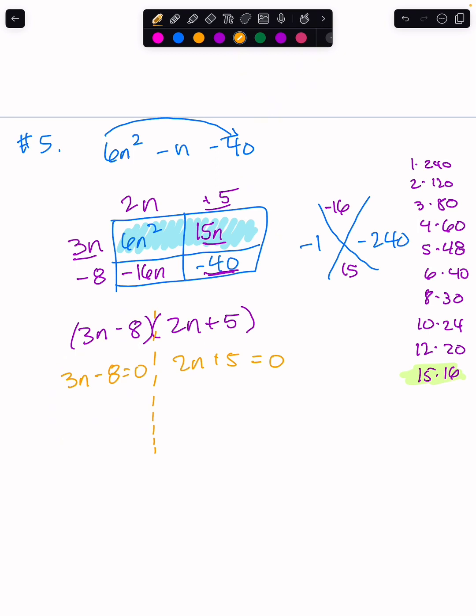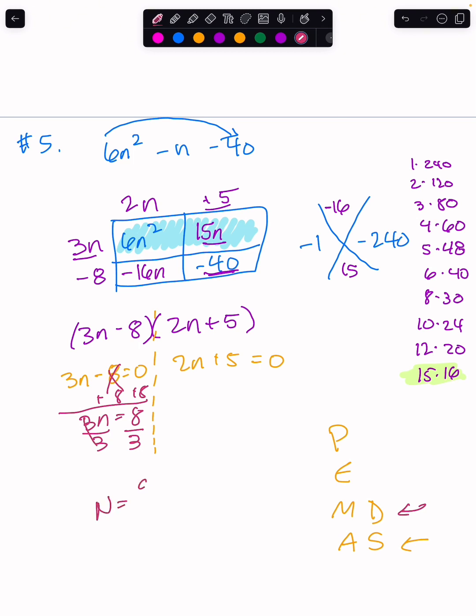I'm going to start on the left-hand side first this time. Remember, order of operations backwards. Do all my addition, subtraction first. I'm going to add 8. 3n equals 8. And then I have some multiplication, division happening. Divide by 3, divide by 3. So my first n, or my first 0, is at 8/3.